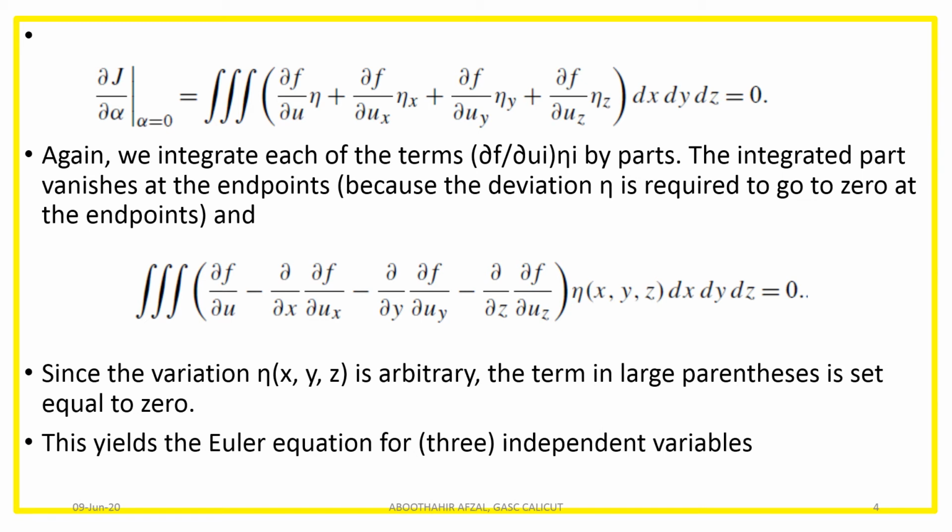Since there are three independent variables, we'll get three minus terms. The next terms will be minus ∂/∂y of ∂f/∂u_y, minus ∂/∂z of ∂f/∂u_z, that into eta of x, y, z into dx dy dz, equal to 0. As we know, the terms outside the bracket cannot be 0, because eta is an arbitrary function, and dx, dy, dz are finite. The only option is that the term in the bracket is equal to 0, and the term in the bracket becomes the Euler equation for several independent variables.